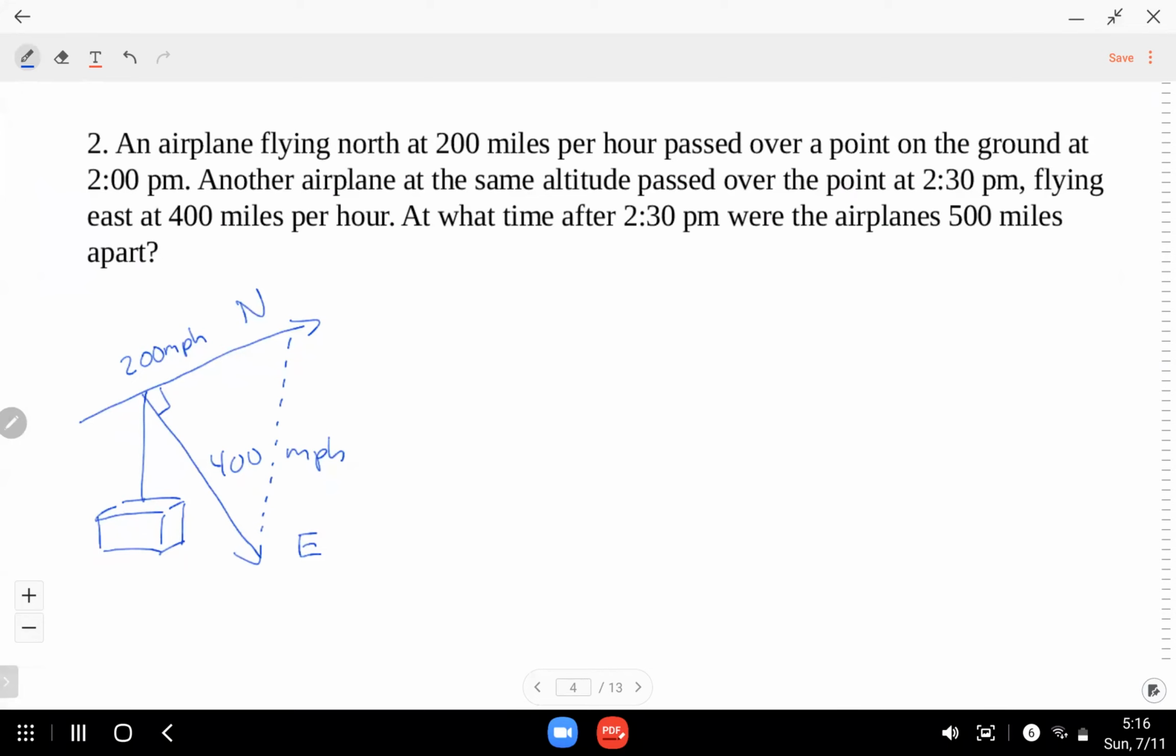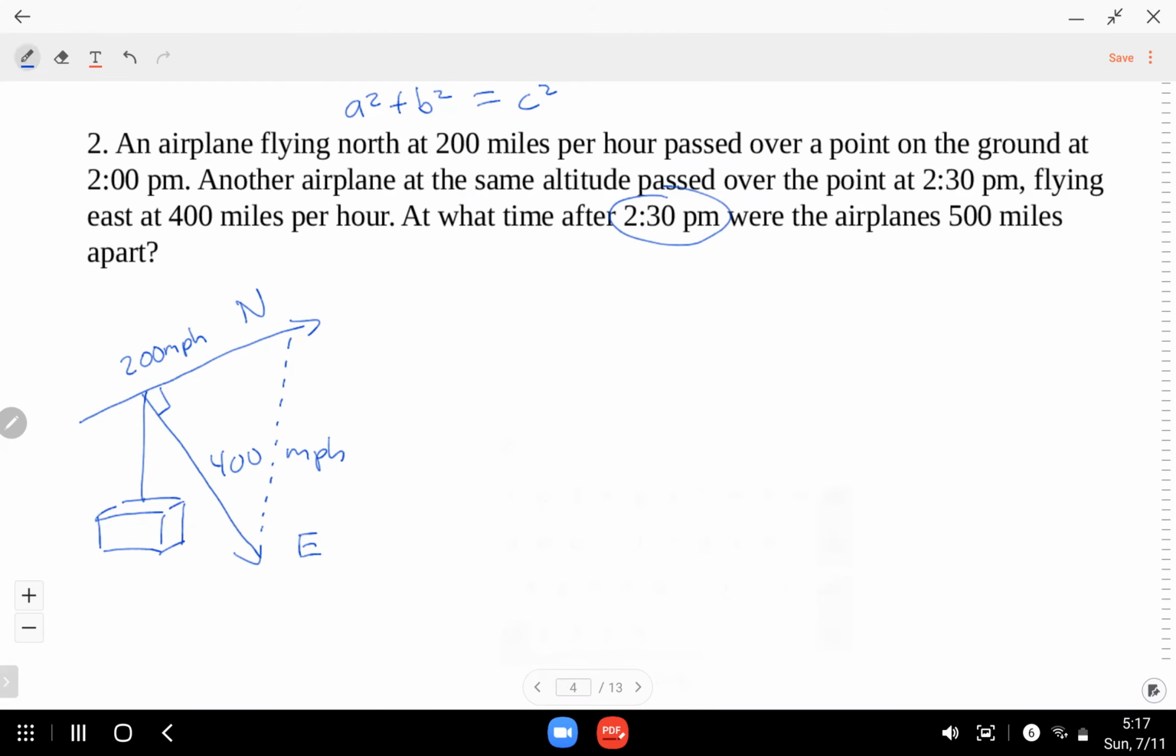All right. So this airplane is flying 200 miles per hour north. All right. So at what time after 2:30 p.m.? Pay attention to that. Pay attention to that. All right. So what is our Pythagorean theorem again? It is a squared plus b squared equals c squared. All right. So basically, we're going to have the distance that this north plane is traveling and the distance that this plane traveling east has already traveled, and basically use the Pythagorean theorem.